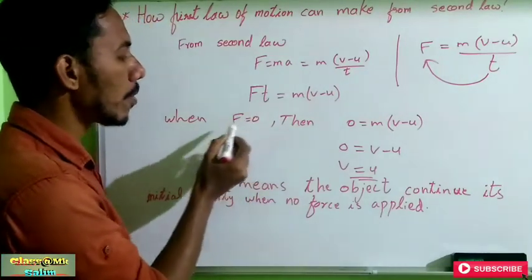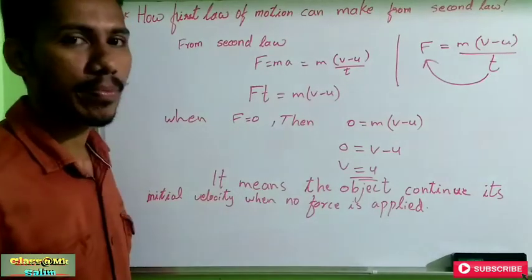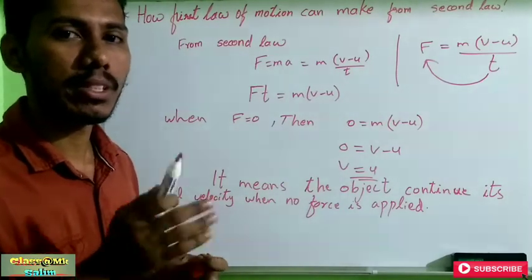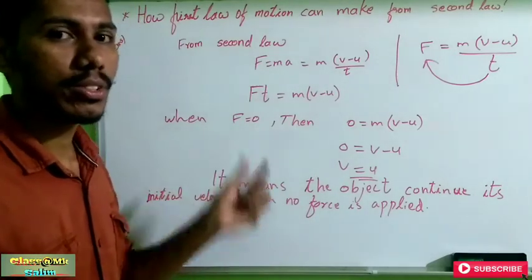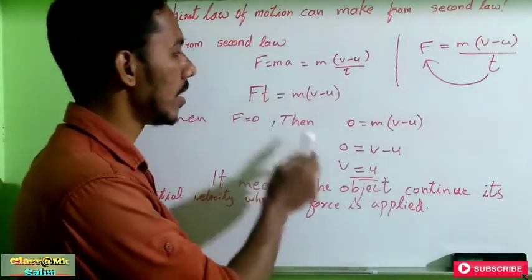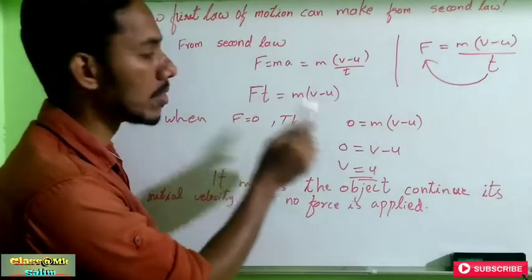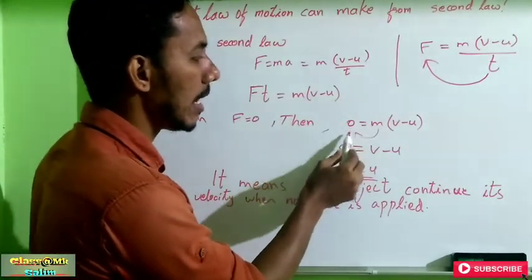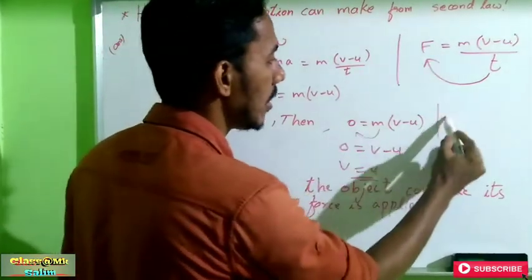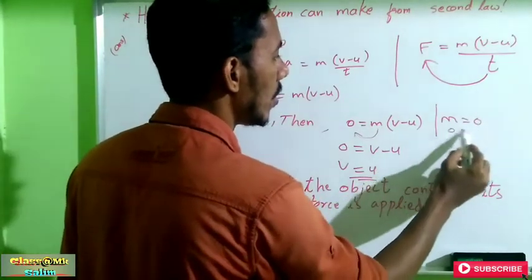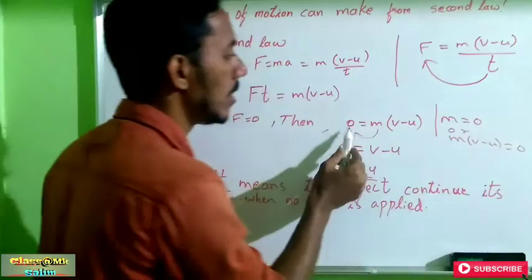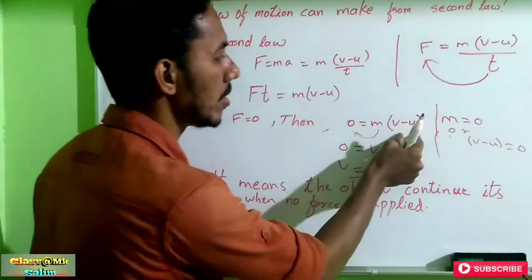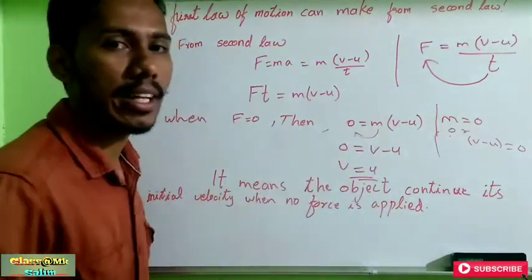Then we provide the external force as 0, because the statement of the first law is that when there is no external force, the object remains in that state. So F = 0. Then 0 into t is also 0, so 0 = m(v - u). To get the LHS as 0, either m = 0 or v - u = 0. Either this term or this term should be 0.